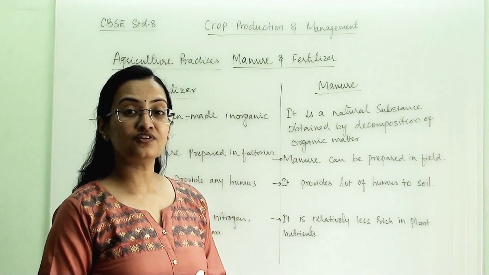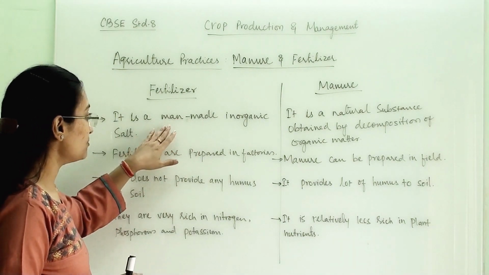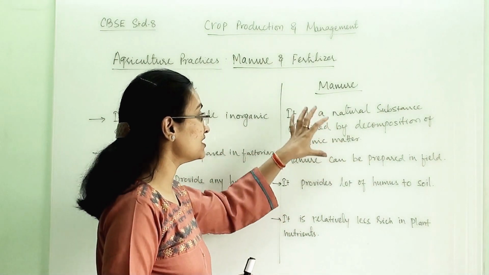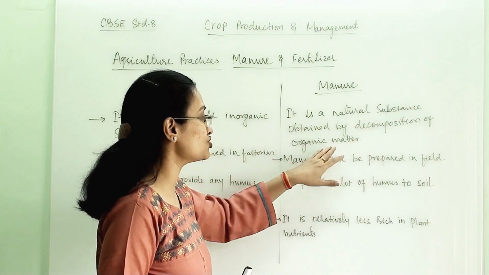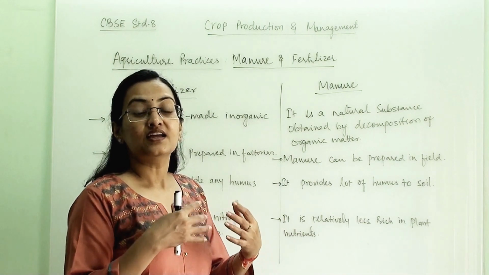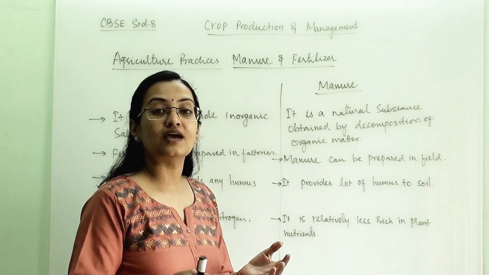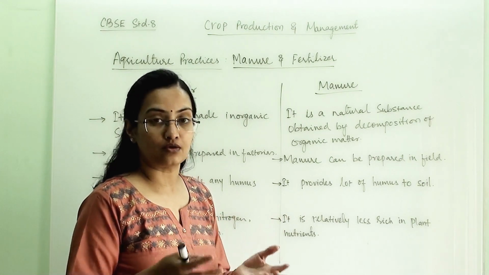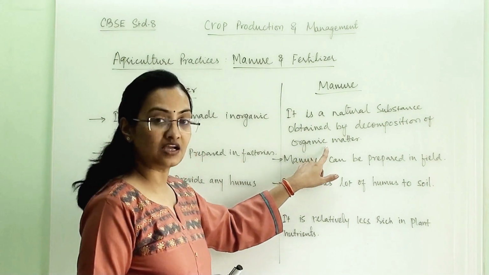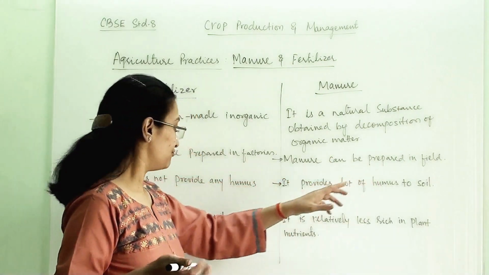Let us understand the difference between fertilizer and manure. Fertilizers, as we discussed, are man-made inorganic salts. We make them in factories, whereas manure is a natural substance obtained by decomposition of organic matter. Earlier we discussed that a farmer will dig a pit and drop all the animal waste and dead plant leaves into that pit and allow them to decompose by bacteria or microorganisms. What we get is this decomposed organic matter, and it is called manure. So manure can be prepared in the field.